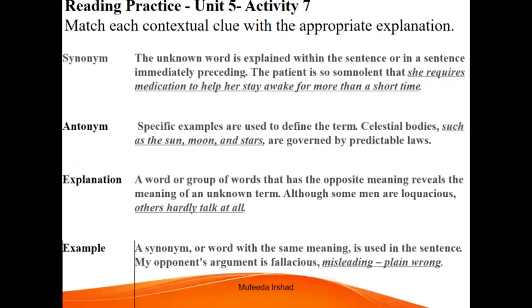This activity is from the course manual. It is activity 7 in the manual. What you have to do is to match each contextual clue on the left with the appropriate explanation on the right.